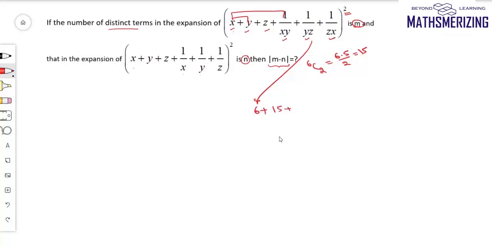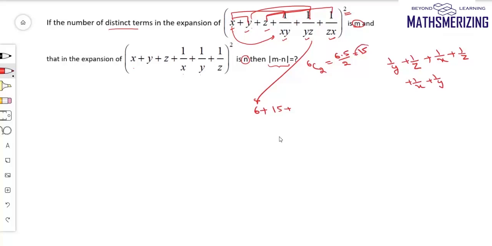Now what will happen is, in this case, if I multiply this x with 1/xy, I'll get 1/y. If I multiply this x with 1/xz, I'll get 1/z. In the same way, when this y gets multiplied with 1/xy, I'll get 1/x, and when this y gets multiplied with 1/yz, I'll get 1/z. And then in the same way, when this z gets multiplied with 1/yz and 1/zx, I'll get 1/y plus 1/x.